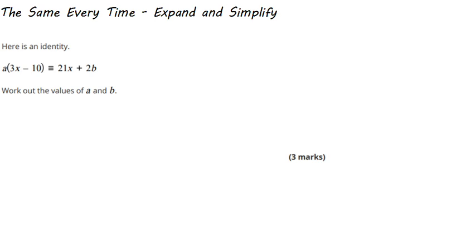Here's another question that I really wanted to do because it's one of these identity questions, like the last video, but we're still using the skills of expanding brackets and simplifying. If you watched the last video, then perhaps you could pause this one, have a go at the question, and then compare your answer with mine. Here is an identity: A(3x - 10) ≡ 21x + 2b. Work out the values of A and B.